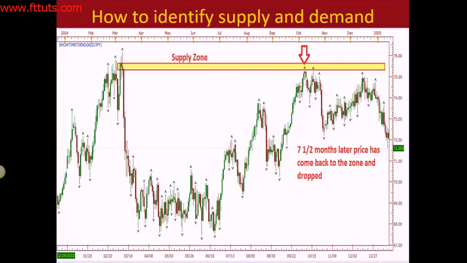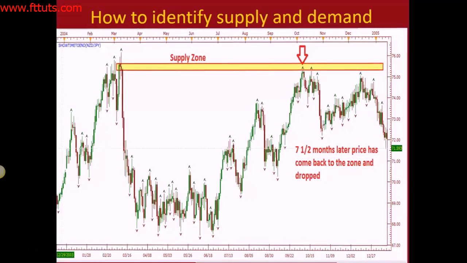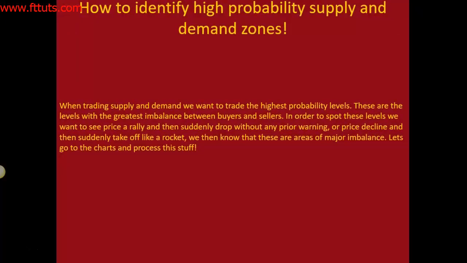So on daily, I would at least use a daily, but you can use a lower time frame, and the same things apply as we're showing here. All right, so when trading supply and demand, we want to trade the highest probability levels. These are the levels with the greatest imbalance between buyers and sellers. In order to spot these levels, we want to see price rally and then suddenly drop without any prior warning, or price decline and then suddenly take off like a rocket. We then know that these are areas of major imbalances. So let's go to the charts and proceed with this stuff.